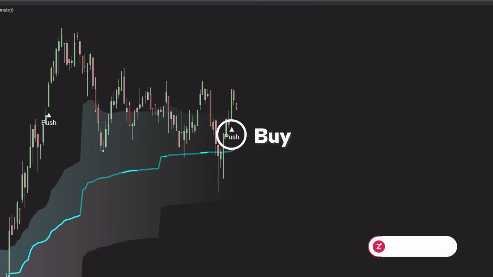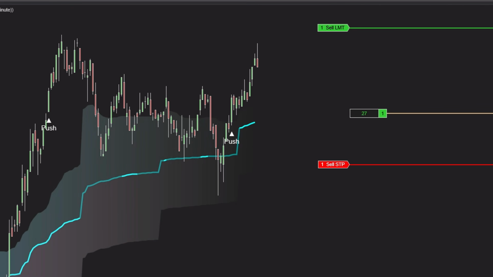Here, we have a buy signal that is fully inside the bands. In this case, we open a buy trade right at this level because it meets all the conditions of our system and follows the market trend.